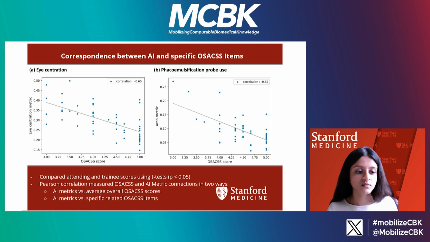So for the statistical analysis, we compared attending and trainee scores using a t-test. We also did a Pearson correlation between OSATS and AI metrics, and we did this in 2 ways. We were able to find the AI metrics versus the overall OSATS score, which is out of 100, and then we were also able to correlate AI metrics with specific related OSATS items, and these are 2 examples of the ones we found.